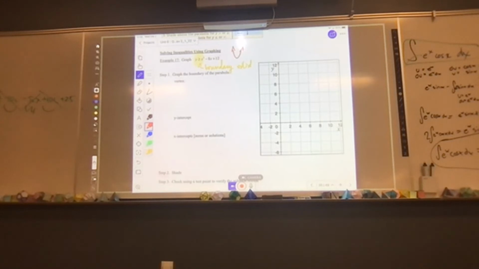Wait, so do we need to know the term opens up and opens down? No, but you need to know what it means. Oh, I understand. Okay, from the inequality, what else do I know?